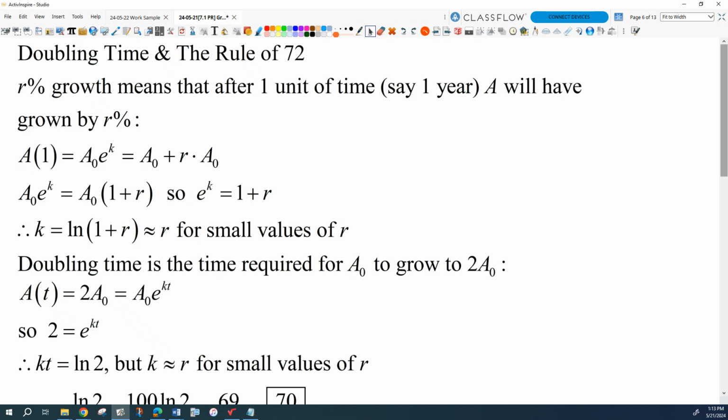Here's the part where people mess this up. They always assume that k is the growth rate. It's not. It's not at all. If I solve for k here, k is the log of 1 plus R. It's not the growth rate. But here's why you can sometimes get away with that and not even realize you're doing it. And I have to believe that most people making these statements probably know this, but they just don't articulate it very well.